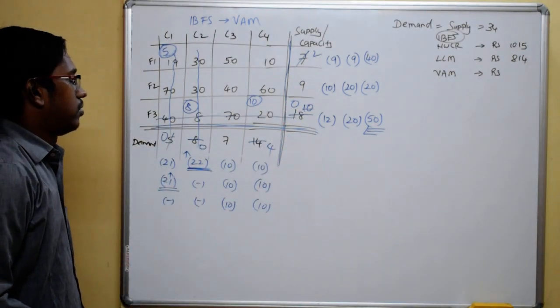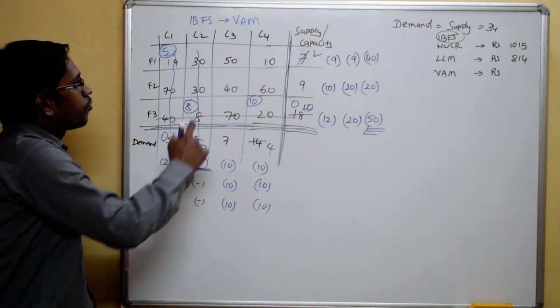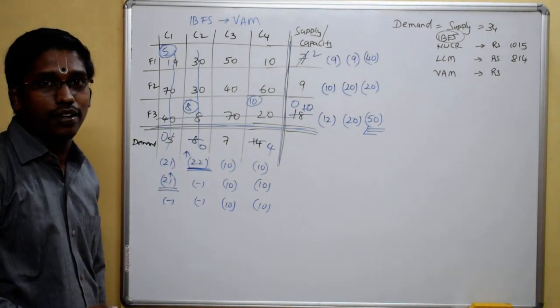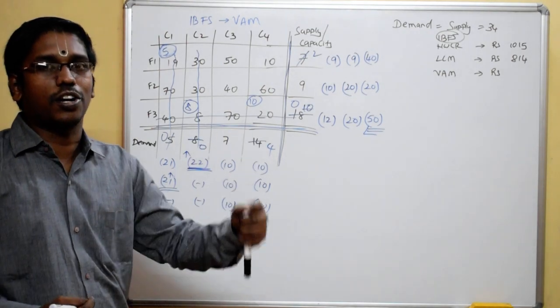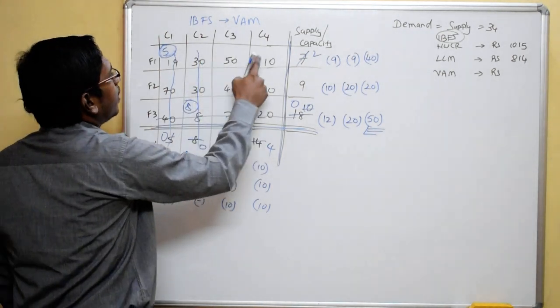Still, the game is not over. We have got 4 more cells. Allocation कहाँ पे करना है? Again, for the next round, for the next allocation, go for the next round of penalties. 50 and 10.